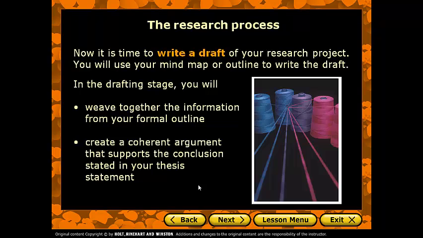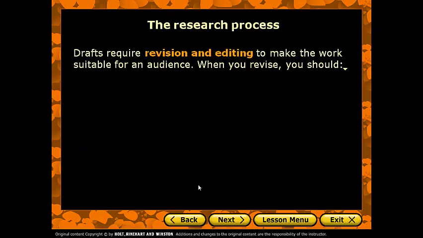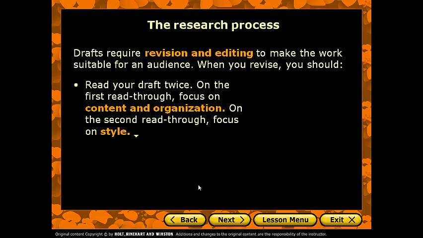So we're going to talk about the structure of this draft before we actually get in and write it. And then you're going to write a good solid essay as your first draft. Then we're going to come back to that and we're going to revise and edit and rewrite. And drafts require revision and editing to make the work suitable for your audience. When you revise, you should read your draft twice. Actually, we're going to read it 3 times.